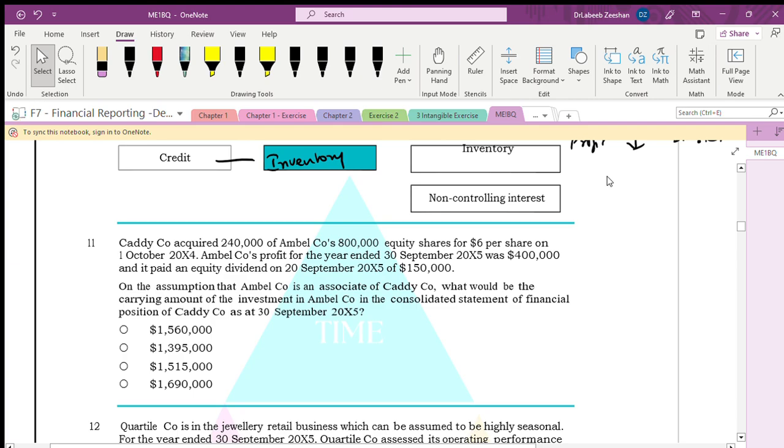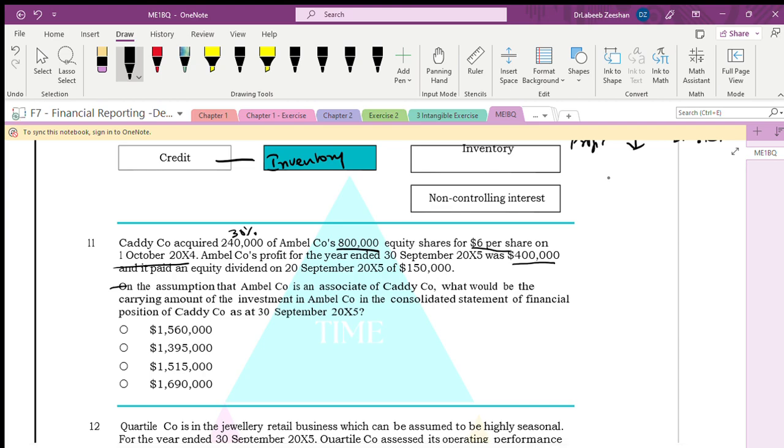Caddy company acquired 240 of 800,000 shares. Just imagine how much 240 of 800,000 is. It is 30%. At how much? 6% share on October 1st. Dates are very important. Okay. The profit for the year is how much?